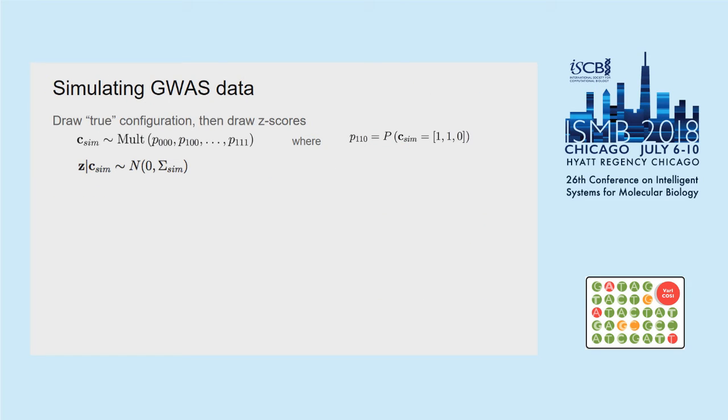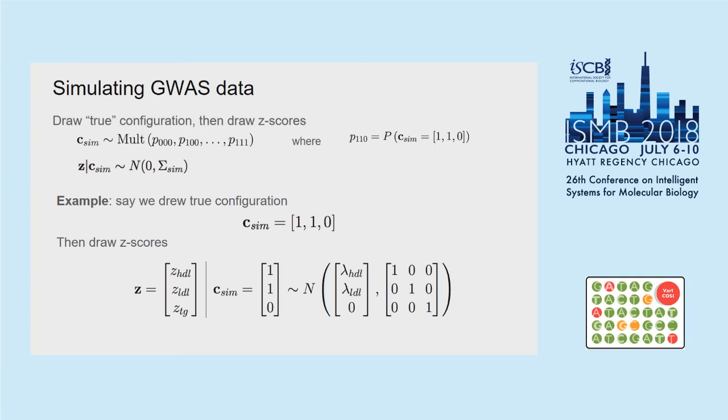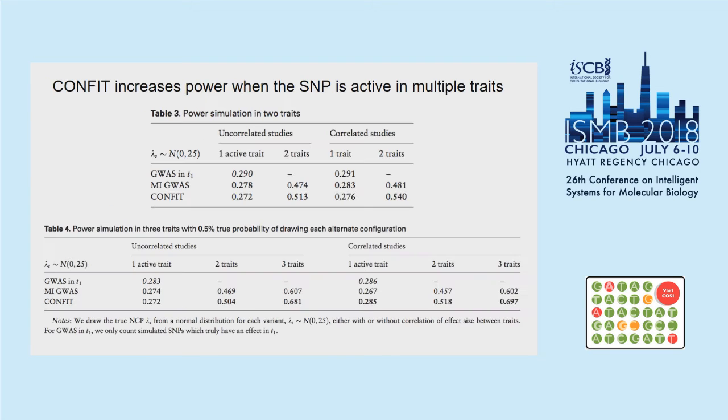Okay, so we evaluated our method in simulated and real data, and I'm going to talk first about how we did the simulations. In the simulations, we first draw the true configuration for each simulated SNP, and then we draw the GWAS z-scores from a normal distribution. So for example, if our true simulated configuration was 110, we would draw z-scores where the mean is 0 in the 3rd trait, which has no true effect, but we have some non-zero mean for the first 2 traits.